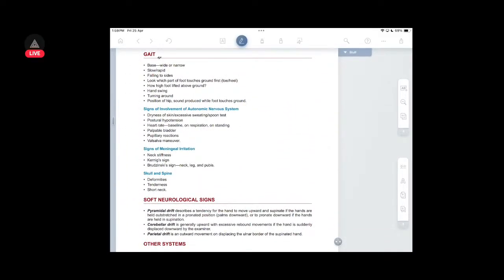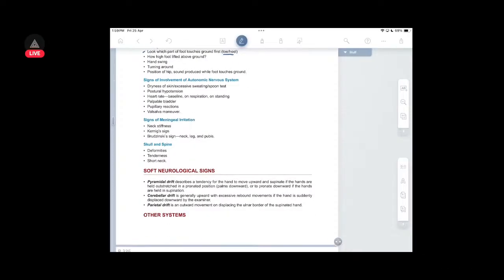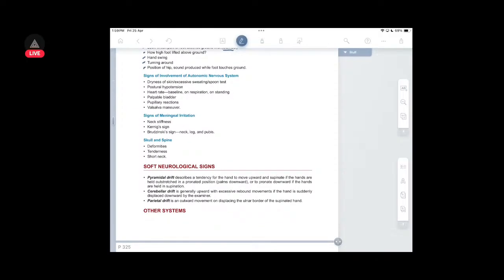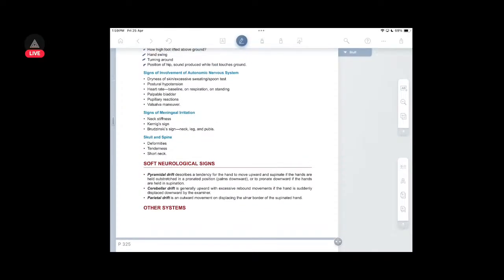So going back to gait, the base may be wide or narrow, it may be slow or rapid gait, there may be falling to sides. You have to look for which part of the foot touches the ground first, whether it is the heel or the toe, arm swinging, how they are turning around, position of the hip, and sound production when the foot touches the ground. All of them should be checked.